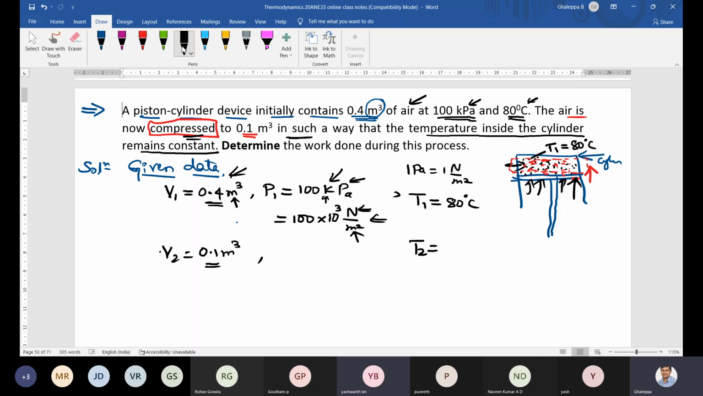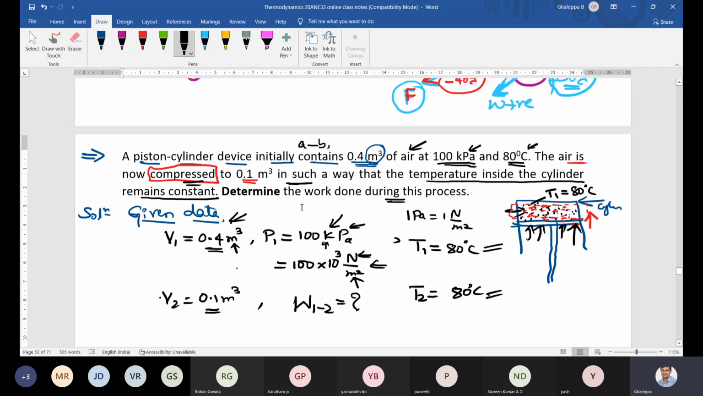80 degrees Celsius. So here is also 80, here is also 80. Determine the work done during the process. So he is asking for the work done during the process. He has not given A to B or 3 to 4, so I will always choose 1 to 2.